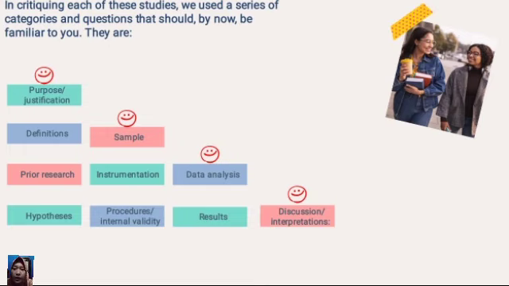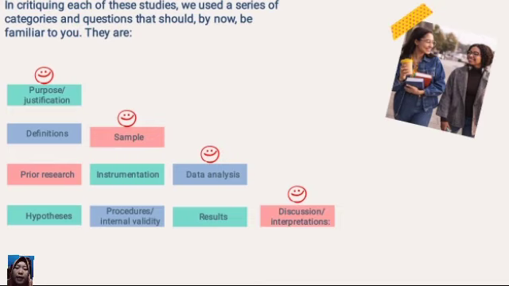Next is instrumentation. Is it adequately described? Is evidence of adequate reliability presented? Is evidence of validity provided? How persuasive is the evidence or argument for validity of inferences made from the instruments? And then procedures or internal validity. What threats are evident? Were they controlled? If not, were they discussed?